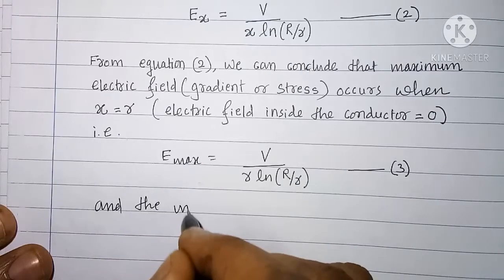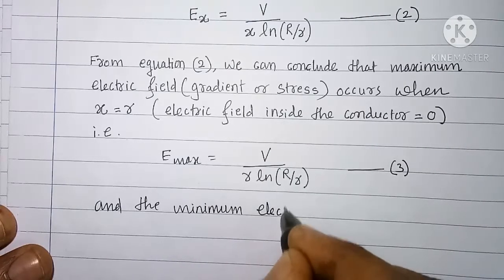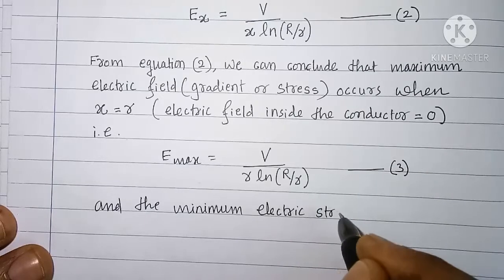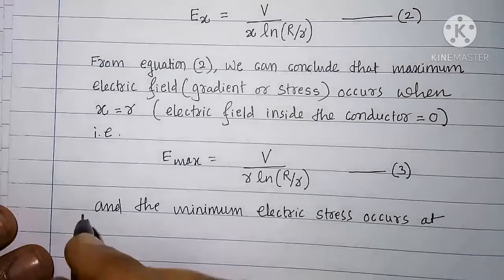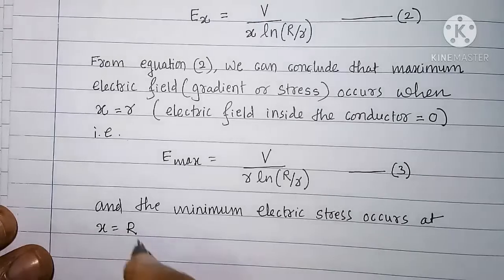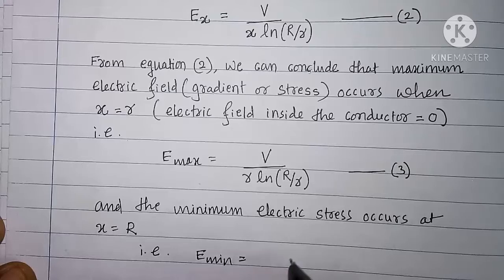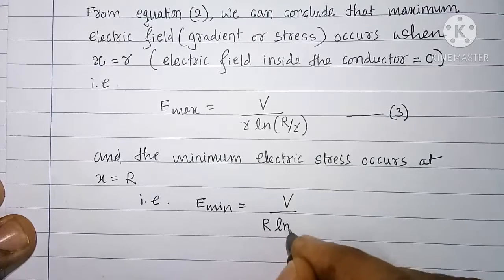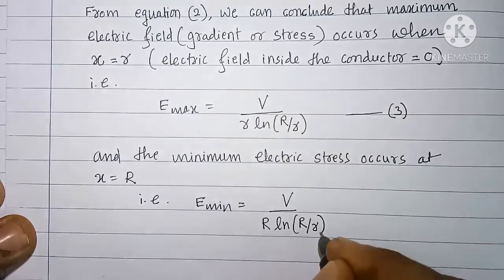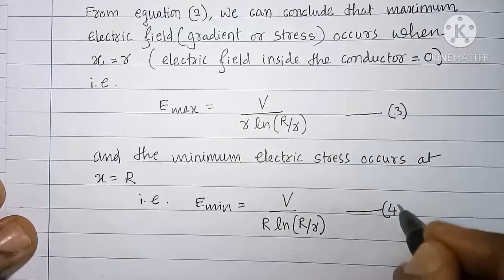And the minimum electric stress occurs at x equal to capital R. That is, E minimum is equal to V upon capital R into ln of capital R by small r. Let us call this as equation 4.